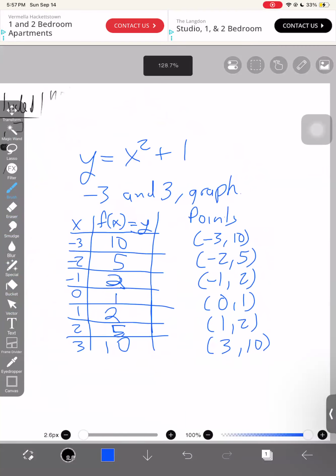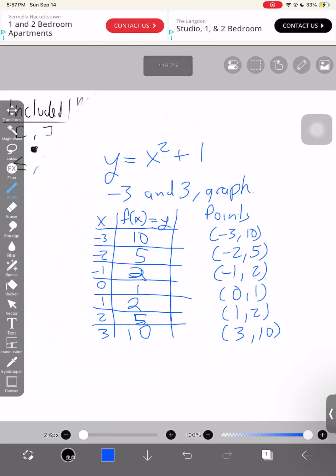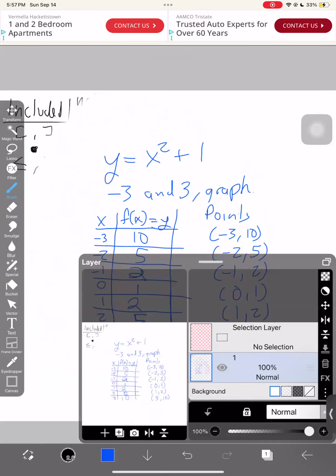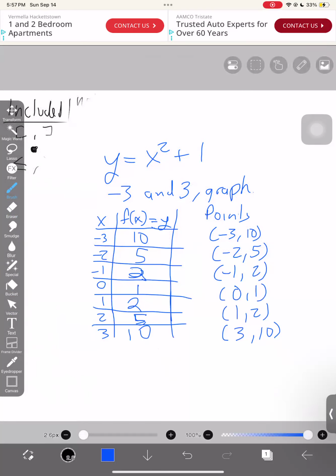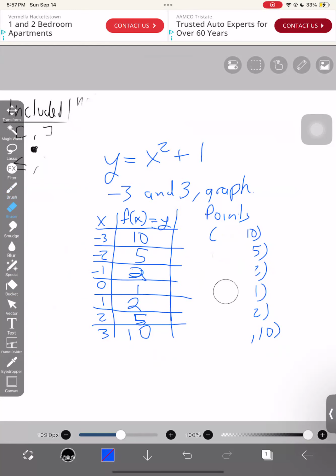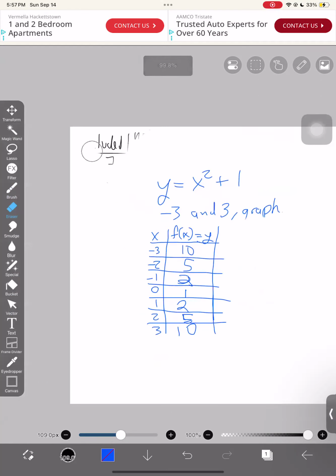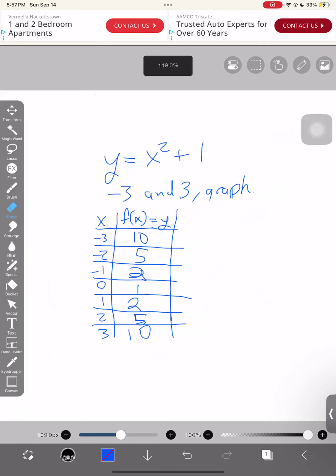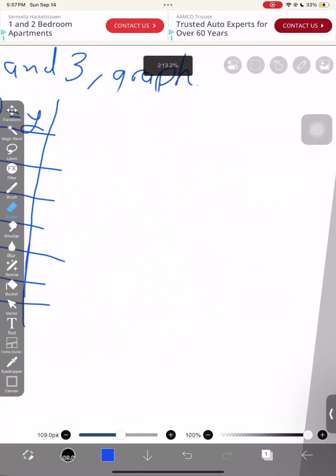With these points, you can graph whichever graph you'd like. We transport them onto a grid. Not sure if this has a grid. Let me see. Does not. But that's the case. So let me erase this real quick, and then we can deal with our grid. Now we have our points. Let's draw a graph over here.